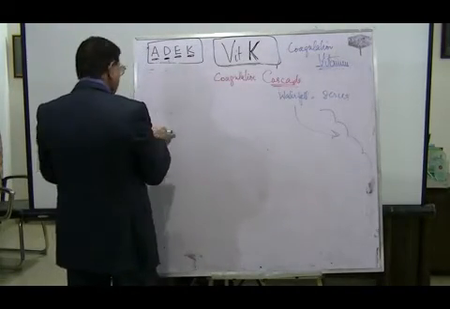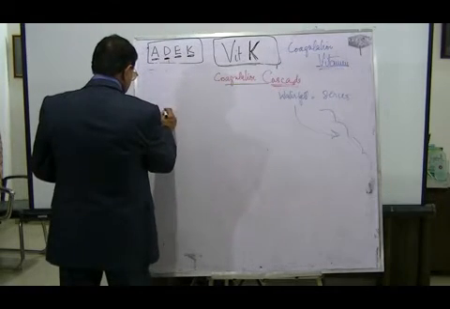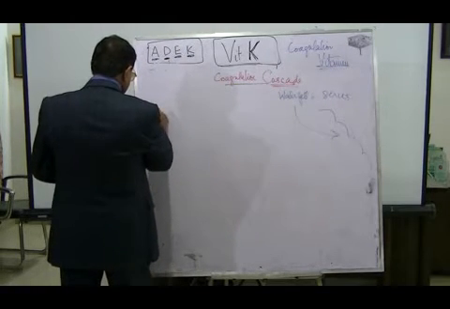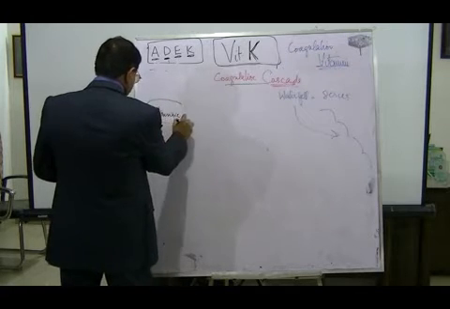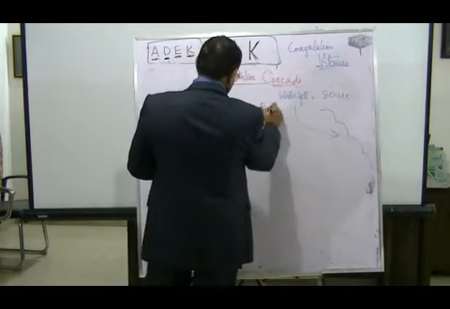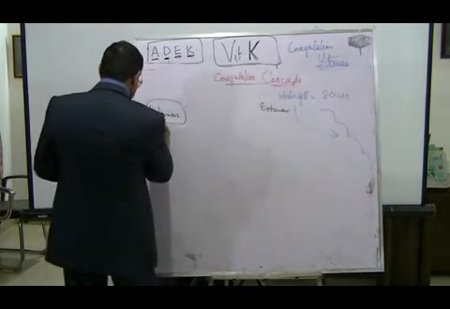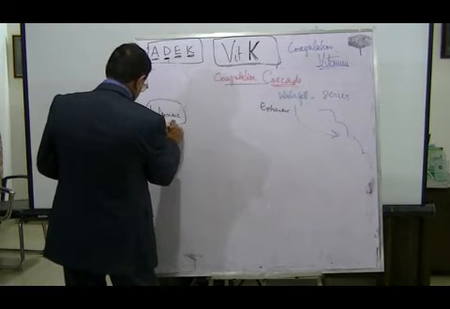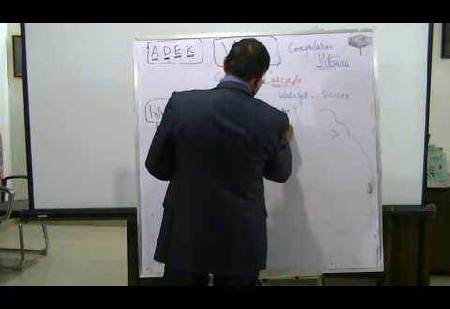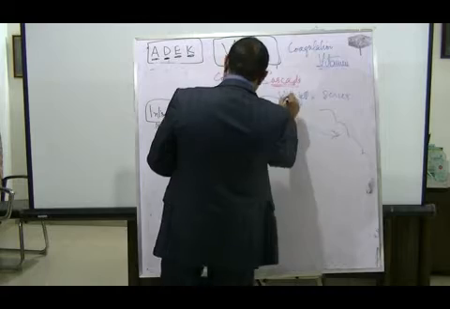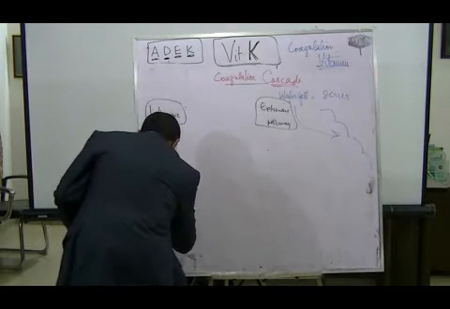So write coagulation cascade. Now you've got the intrinsic pathway, then you've got the extrinsic pathway, and then you've got a common pathway.